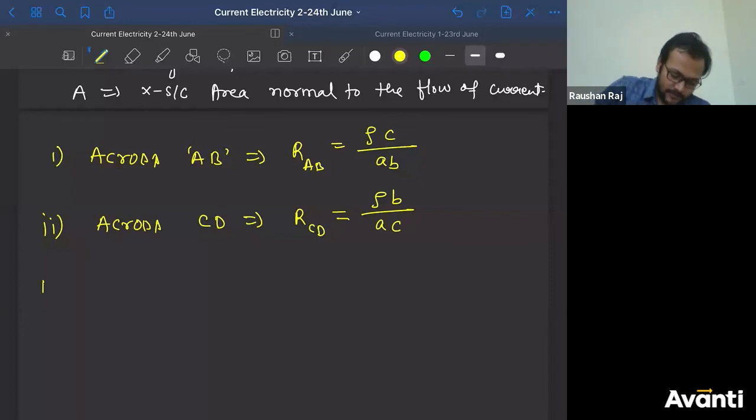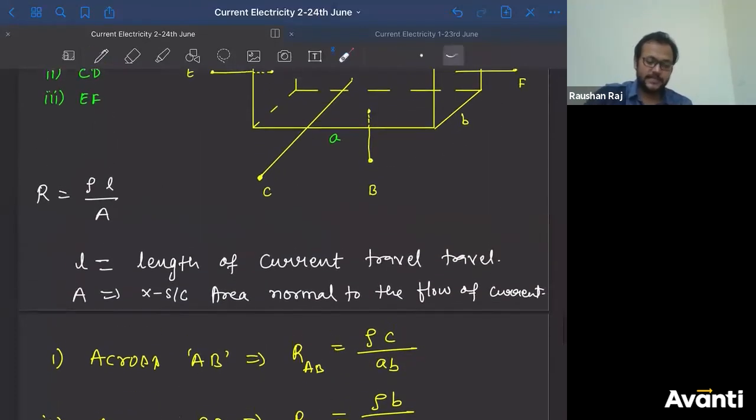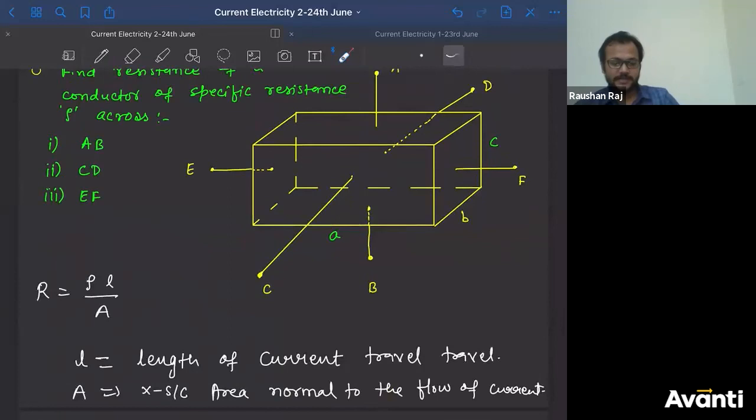Now tell me what will be the resistance across EF. I expect you to answer this question correctly. Tell me what will be the resistance across EF. Come on बच्चा, इसका correct answer होना चाहिए. Very good. Yeah, now I am getting correct answer.